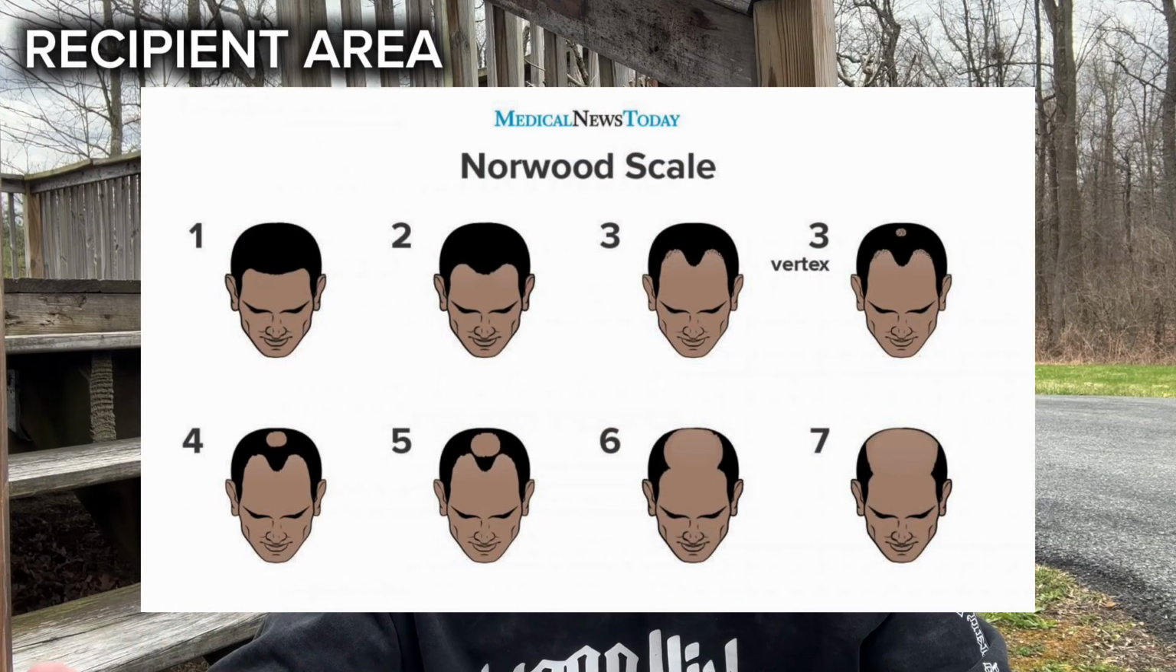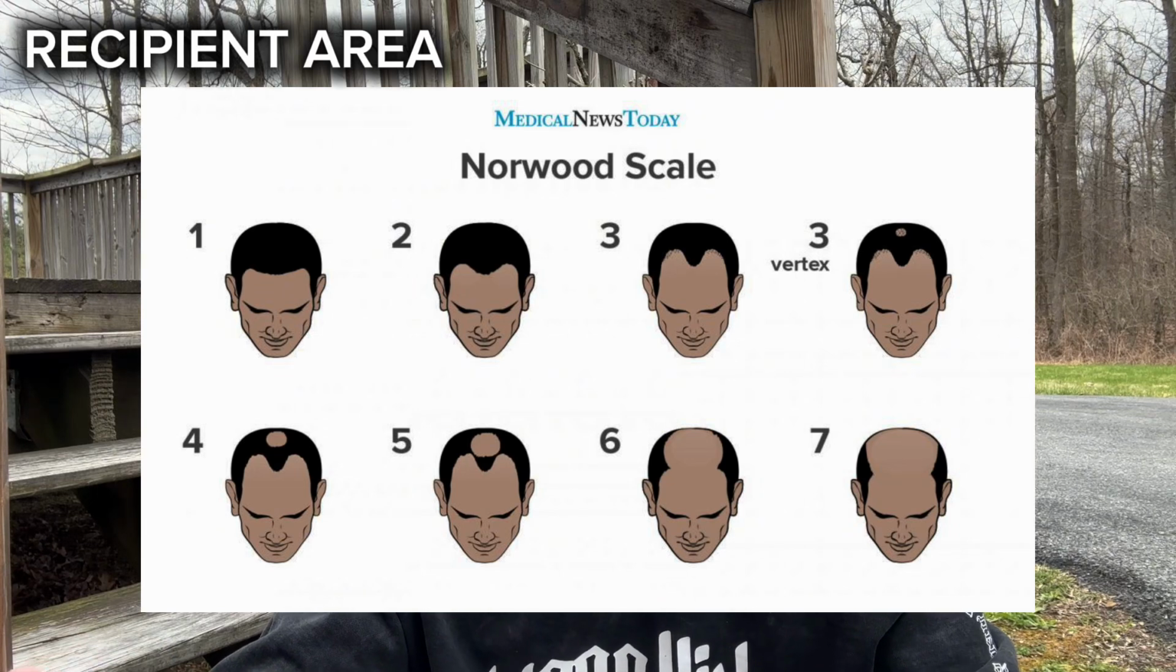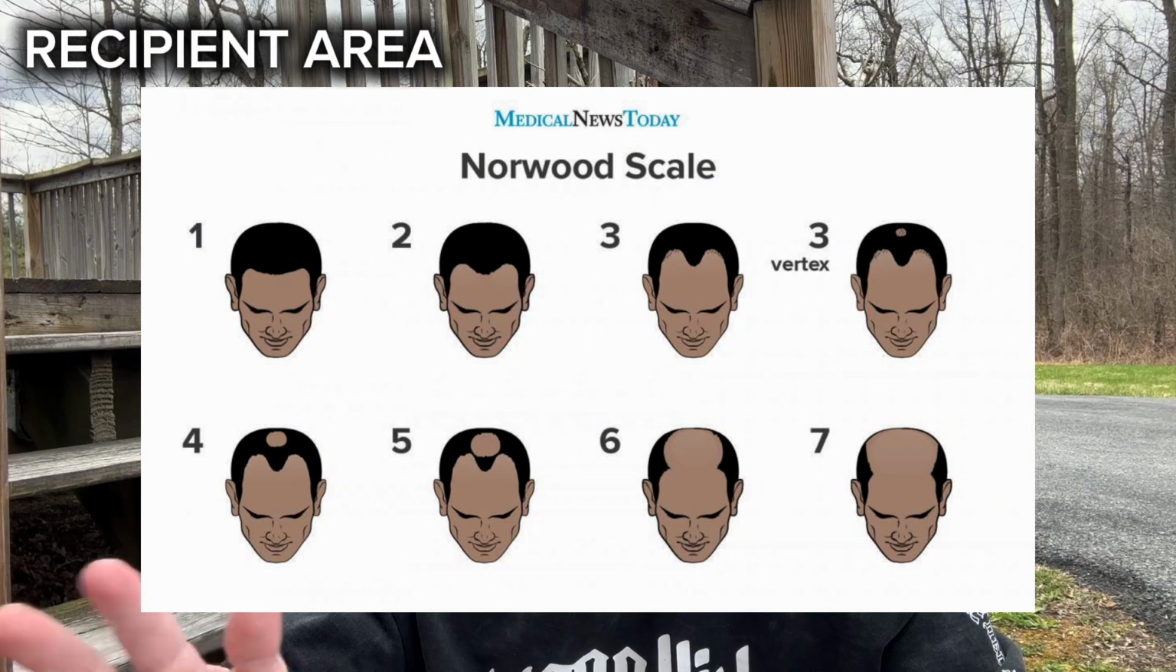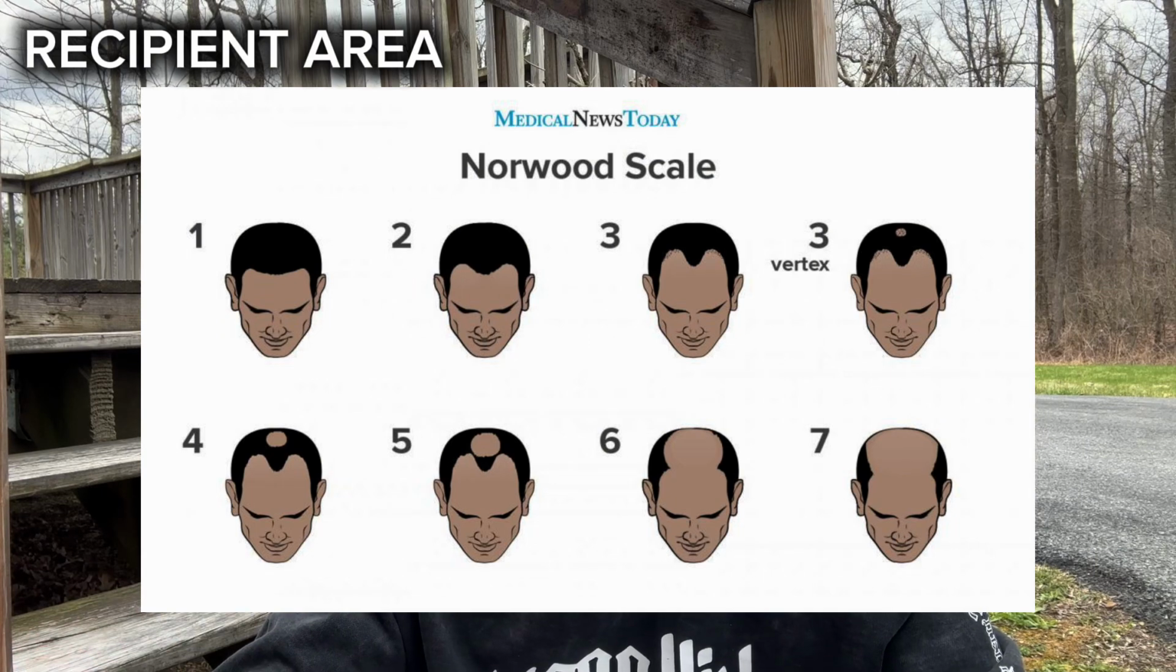If you are between, say, a Norwood 1 to a Norwood 3, maybe Norwood 4, so you're in those minor to moderate stages of hair loss, you have the luxury of being a little bit more aggressive with the hairline placement. You might be able to bring it a little bit lower. If you're a Norwood 5, 6, or 7, you've lost a lot of hair, you're probably going to have to be more conservative, because you only have a limited amount of hair and you have to maximize that density as much as you can.